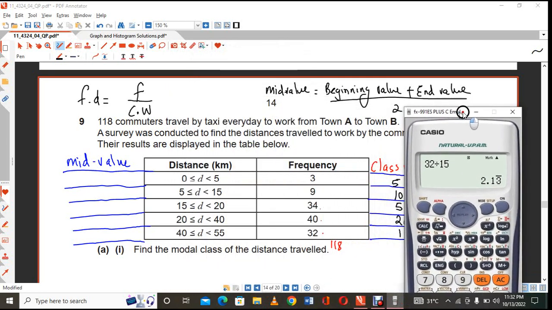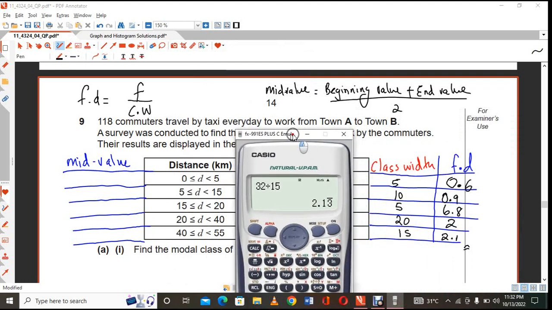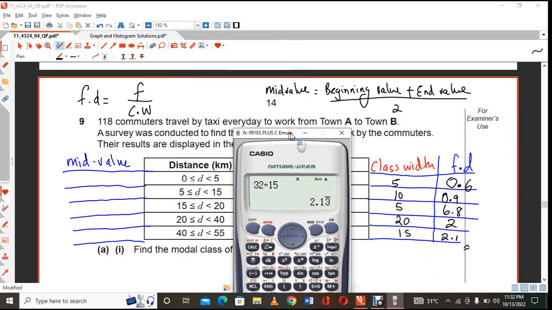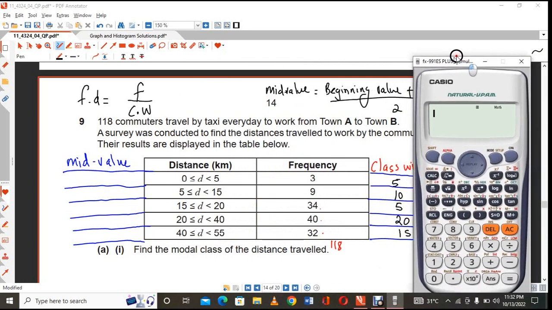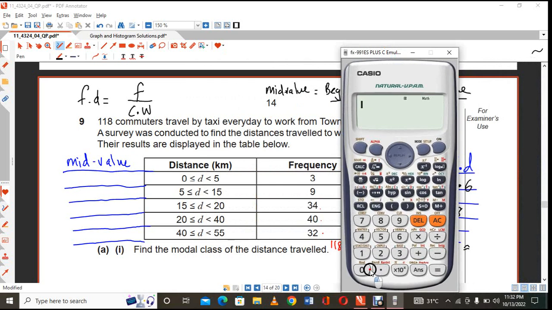So in order for me to find the mid value now, I'm going to take 0 plus 5. That answer divided by 2. Well, this is 2.5.